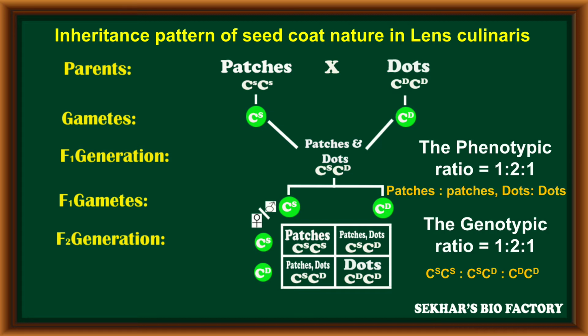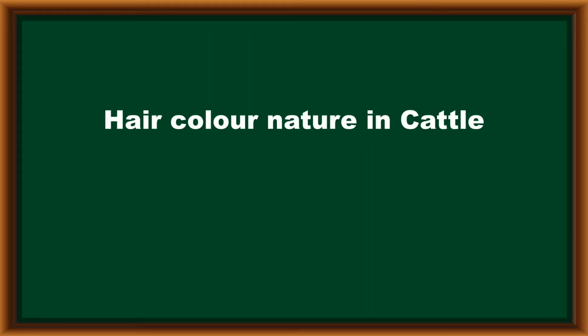In this F2 progeny, when we calculate the phenotypic ratio, the seeds with patches on the seed coat are 1, the plants with patches and dots are 2, and only dots are 1. That's why the phenotypic ratio becomes 1:2:1. In a similar way, the genotypic ratio of codominance is also 1:2:1, because capital CS is 1, capital CS CD is 2, and capital CD is 1. In this way, in the lentil plant, related to its seed coat nature, both phenotypic ratio and genotypic ratio become 1:2:1. Coming to the third example, it is related to animals: hair color nature in cattle.